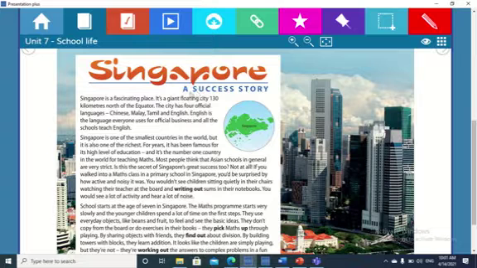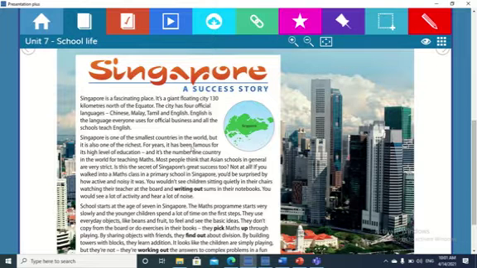Singapore, a success story. Singapore is a fascinating place. It's a giant floating city 130 kilometers north of the equator. The city has 4 official languages: Chinese, Malay, Tamil, and English. English is the language everyone uses for official business, and all the schools teach English. Singapore is one of the smallest countries in the world, but it is also one of the richest.